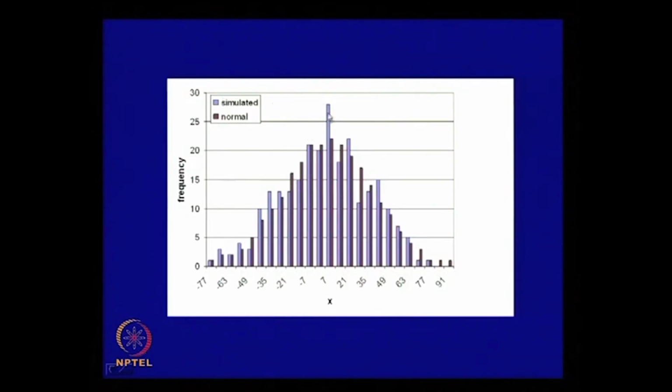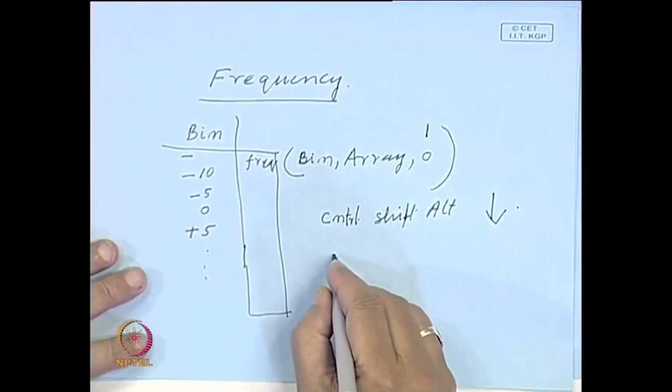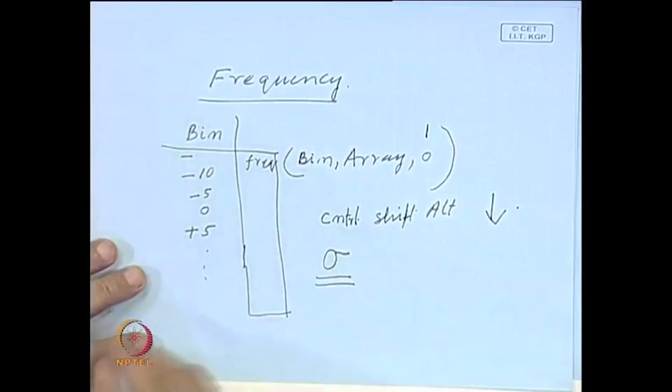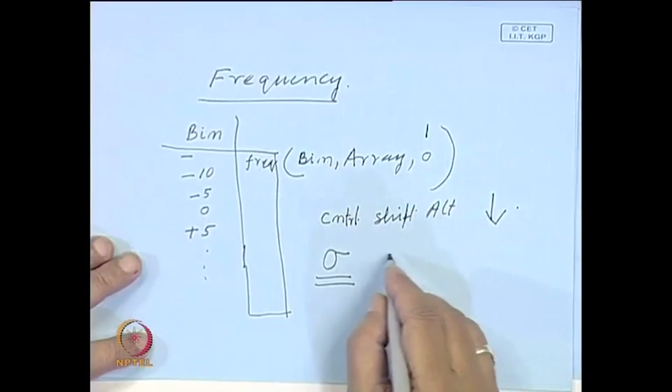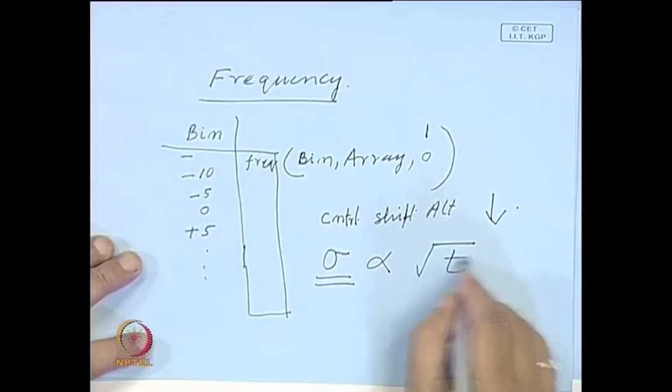The blue one what you see is the simulated, and now you can easily calculate the mean and plot that normal distribution. It shows that this distribution function is very close to the normal distribution function, and in a normal distribution function, one important factor is the standard deviation sigma. We have found that this standard deviation is, in this particular case, proportional to root over t.